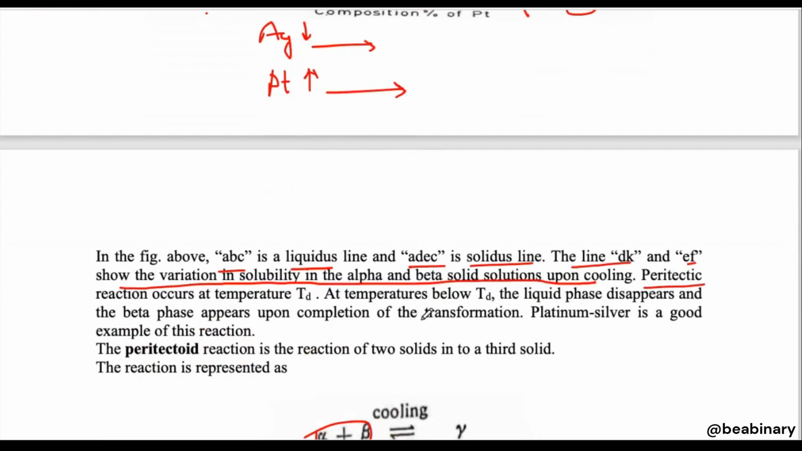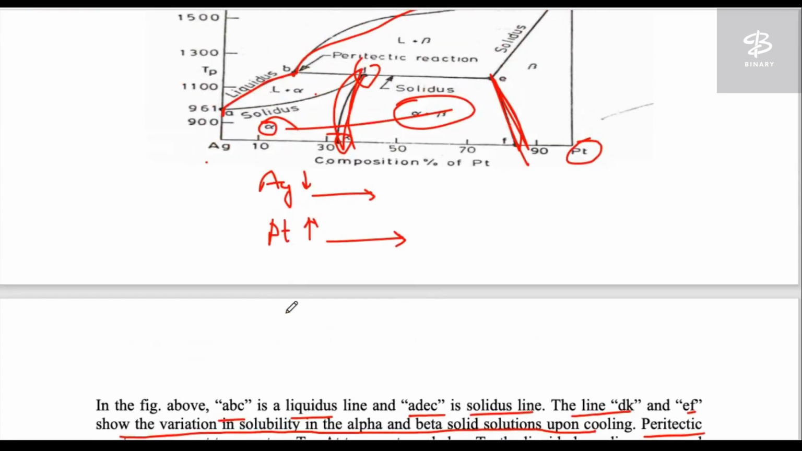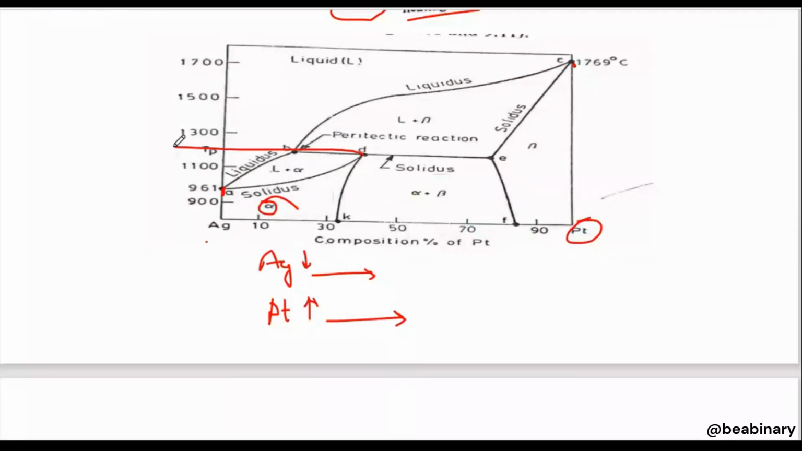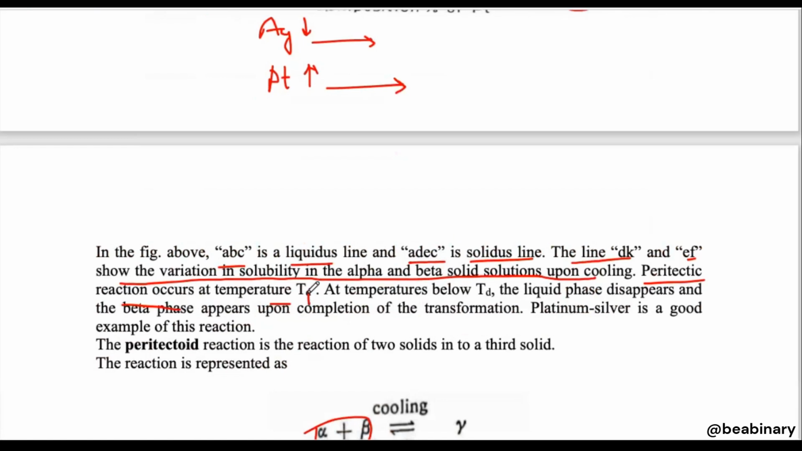The peritectic reaction occurs at the temperature Td. This is just a symbol. You can see Td is here. This temperature is Td. Or here it is basically Tp, the peritectoid temperature. Here it is written Tp, not Td.